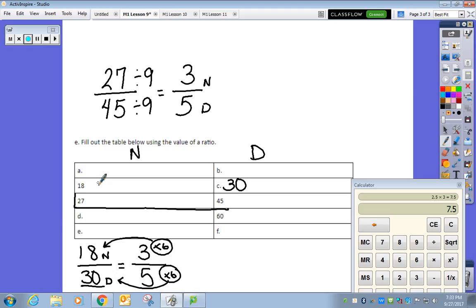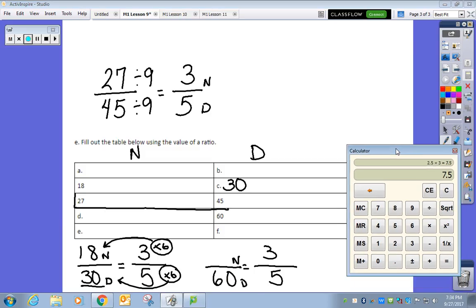So the other place I see a number is right here, and that's in my denominator. I don't know the numerator, but I know that it should simplify down to 3/5. So what I would have to do here is see what I'm multiplying 5 by to get 60. Now, if you didn't know what that was, you could use your calculator and do 60 divided by 5, which is 12. So I'm doing 5 times 12 to get that 60, which means I need to do 3 times 12 to get my numerator, which would be 36.